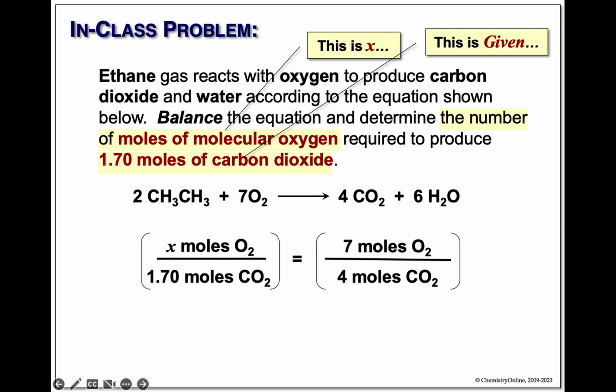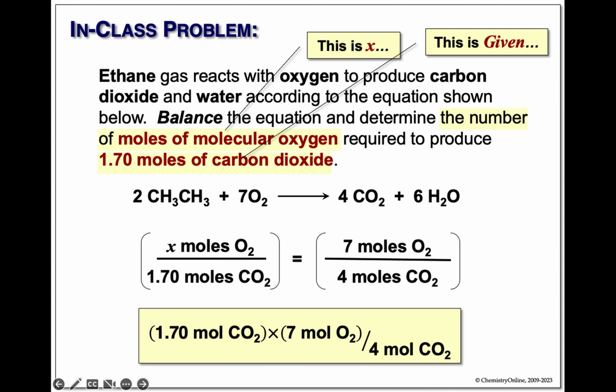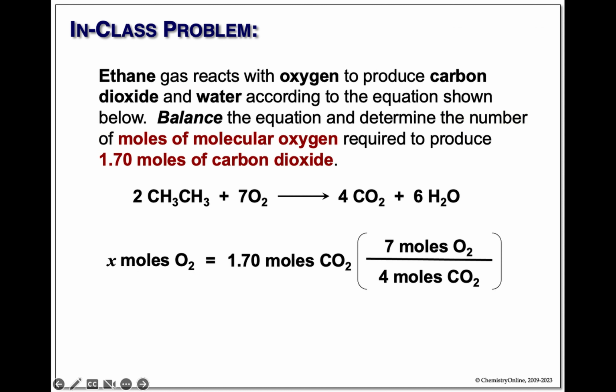And the math is simple. 1.7 times 7 divided by 4. Moles of CO2 will cancel. You could do this the long way. Multiply both sides by 1.7. Again, moles of CO2 cancel. Given times the ratio, 1.7 times 7 divided by 4. 2.975.